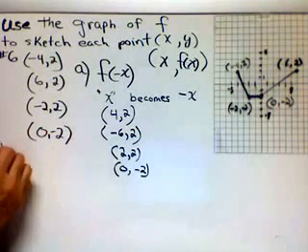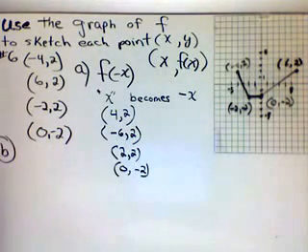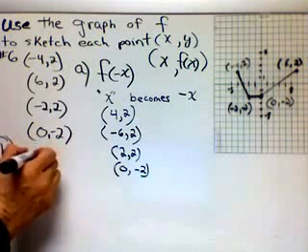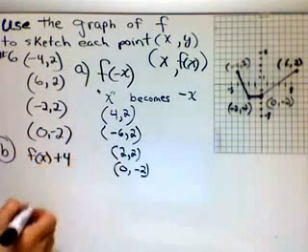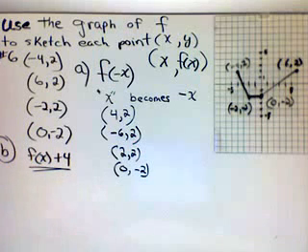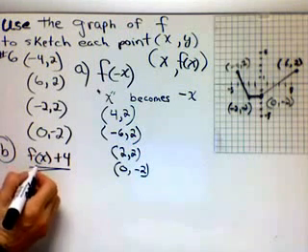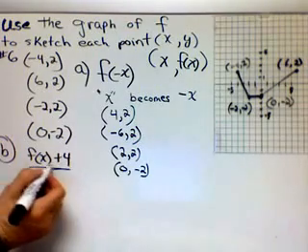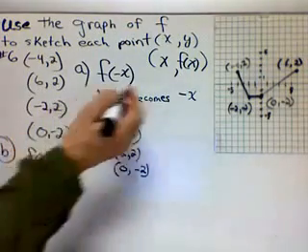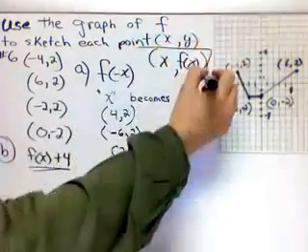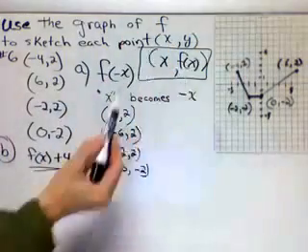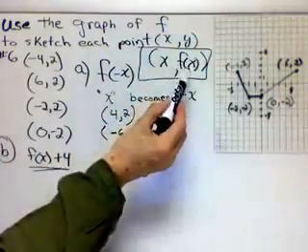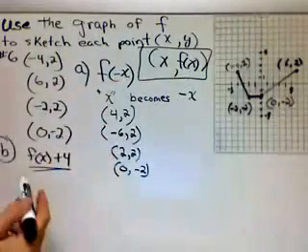Now, part B gets a little trickier, all right? They say to find f of x plus 4. So first of all, we need to think, what does that mean? And that means to add 4 to the f of x. Well, look at our original ordered pair. Where is the f of x? It's in the second spot. Whatever that number is, I'm going to add 4.